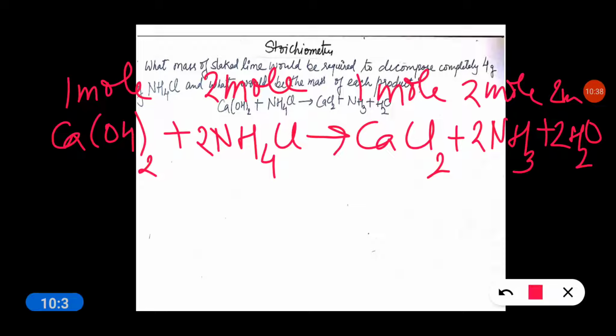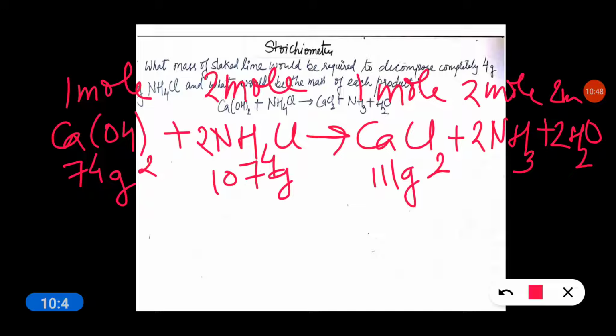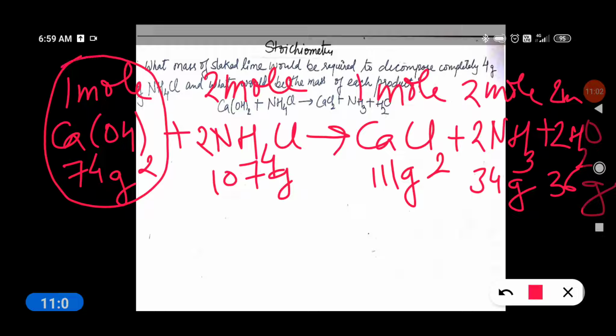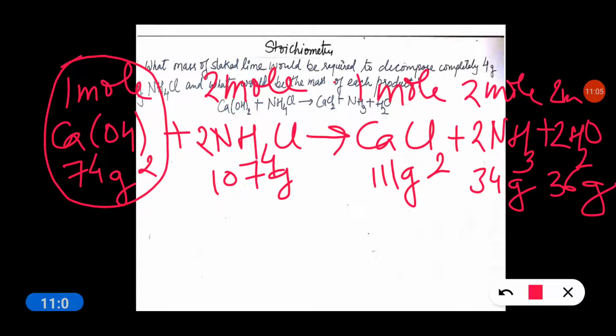In grams, calculate the mass: Ca(OH)2 is 74 gram, 107 gram, 111, 34, 36. Right? Now in the question, what mass of slaked lime? Slaked lime is Ca(OH)2, to decompose completely 4 gram of ammonium chloride.